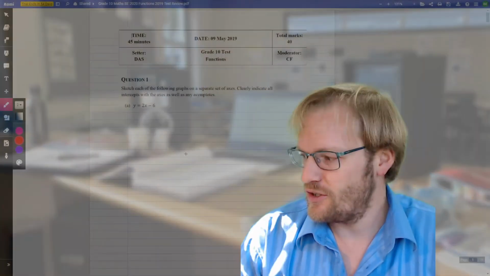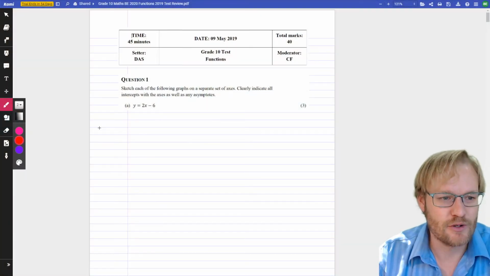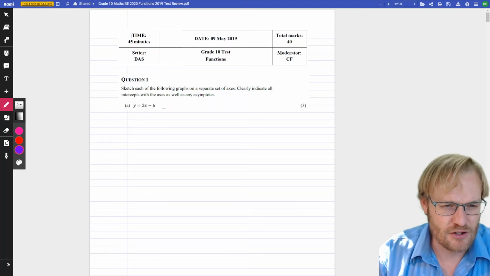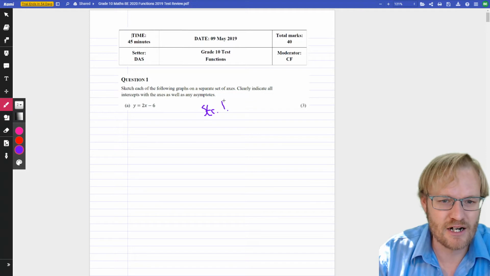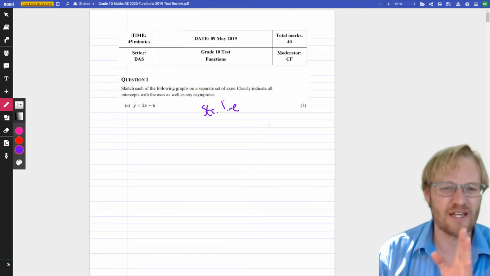So our first question, we're sketching graphs, and we spend quite a bit of time on the sketching because it's just so important. So our first one, y equals 2x minus 6. I'm going to work through my thinking process, which I think is useful for you to follow as well. So here's our test. First thing I notice, 2x minus 6, I know that it's a straight line. You're not necessarily writing down straight line, but in my head I'm thinking straight line.